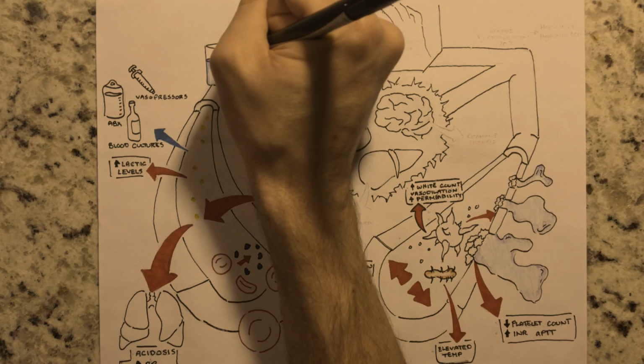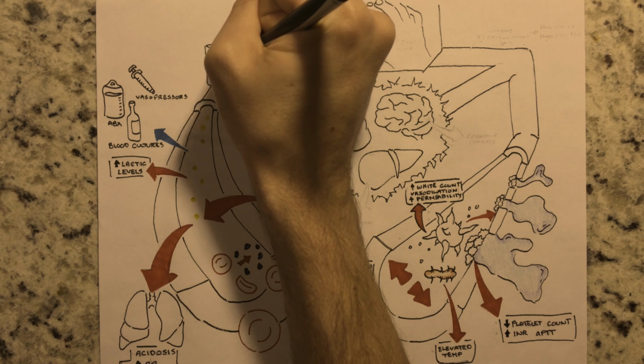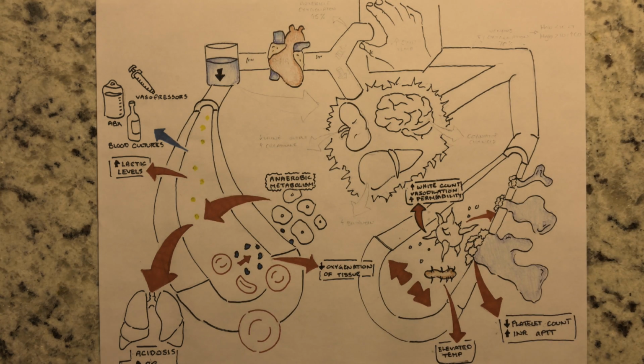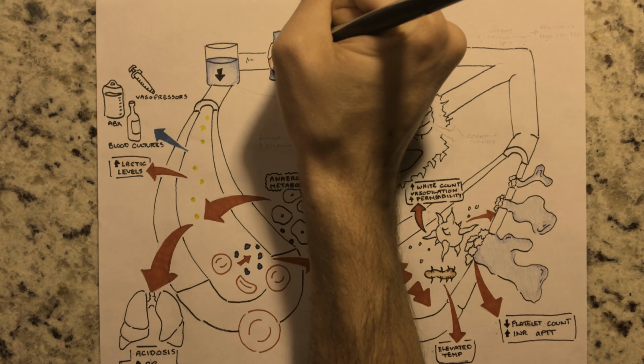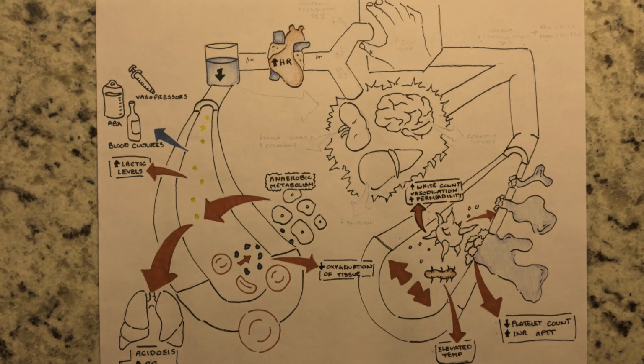To try and compensate for this, the heart is also going to try and kick up its output. So we're going to see patients with an increased heart rate, which is again another sign of sepsis. So we have these increased respirations, increased heart rate, elevated temperature, along with our labs. These are all key signs that sepsis is taking place.